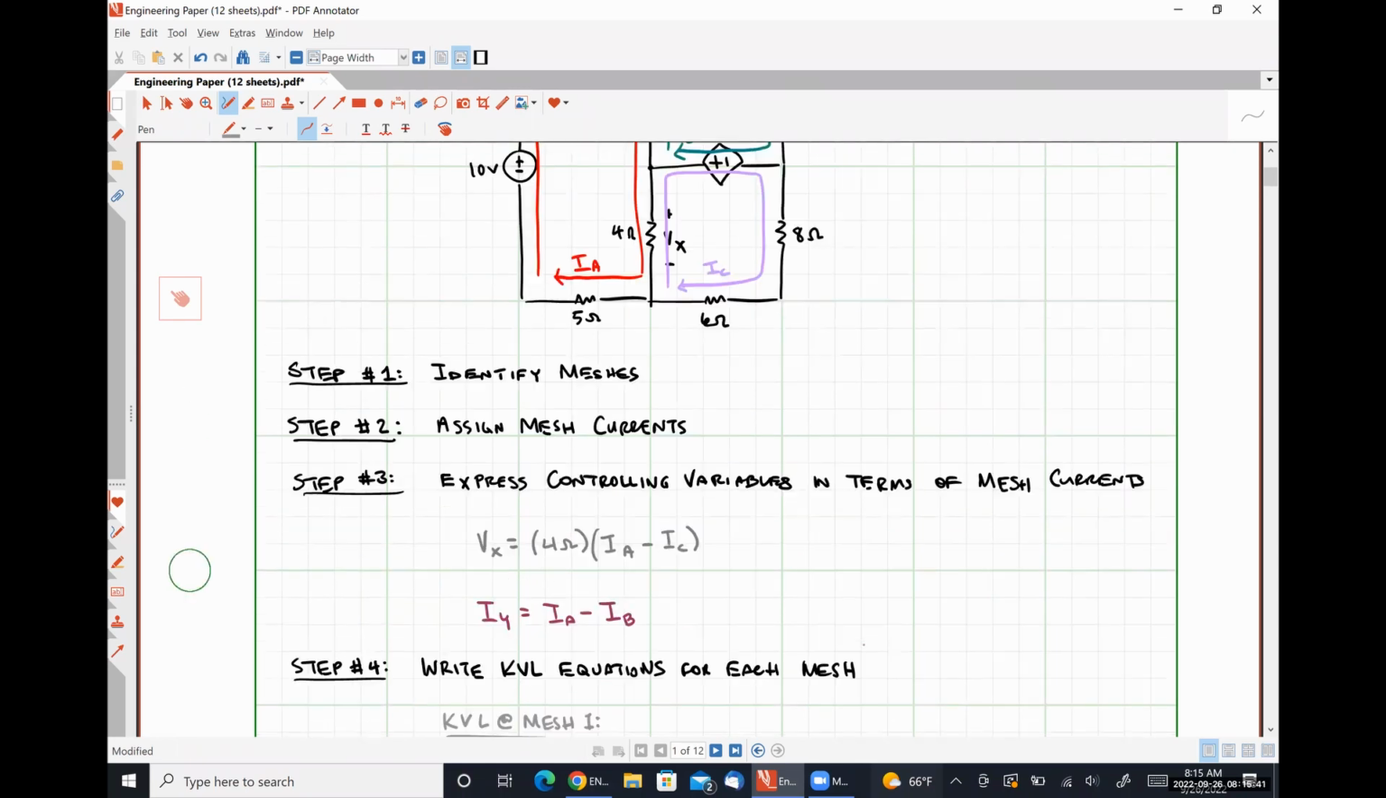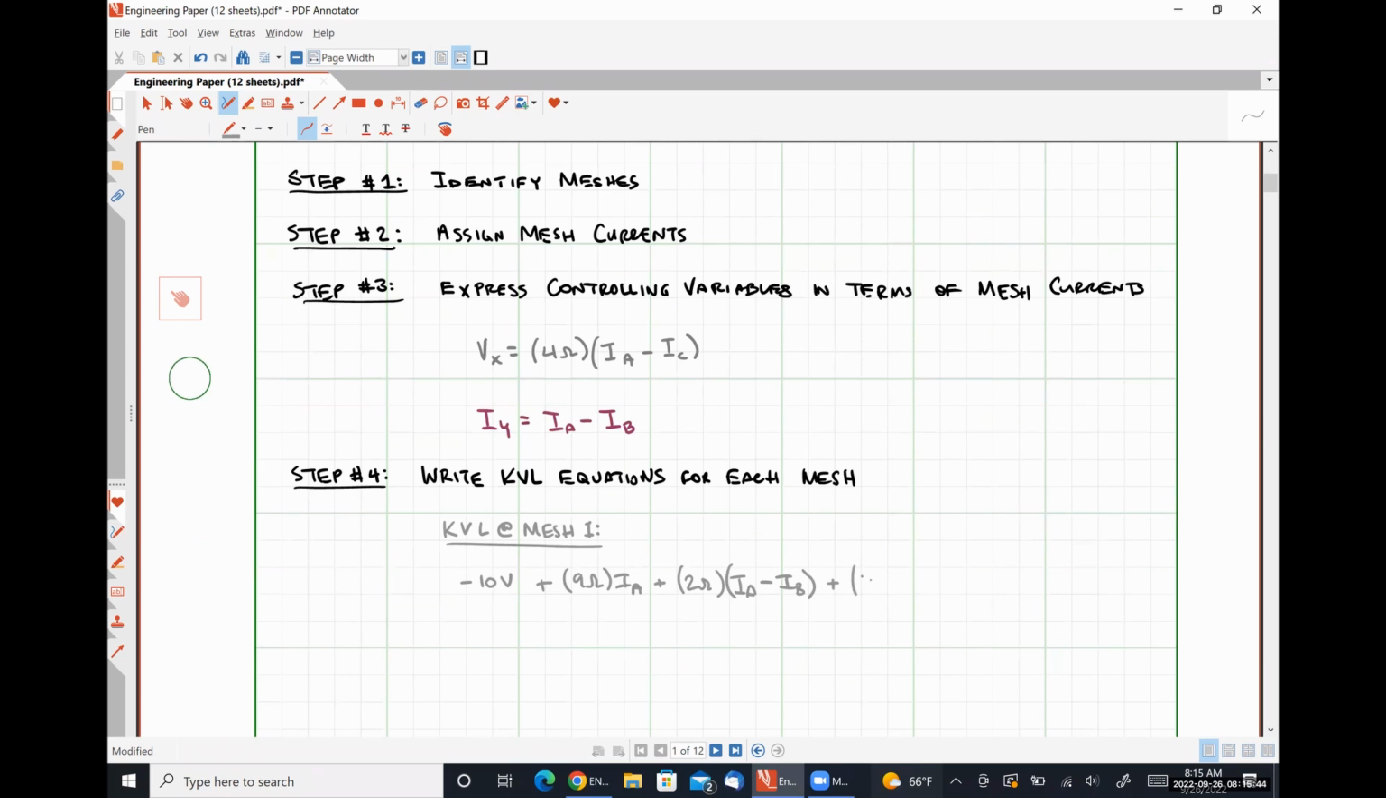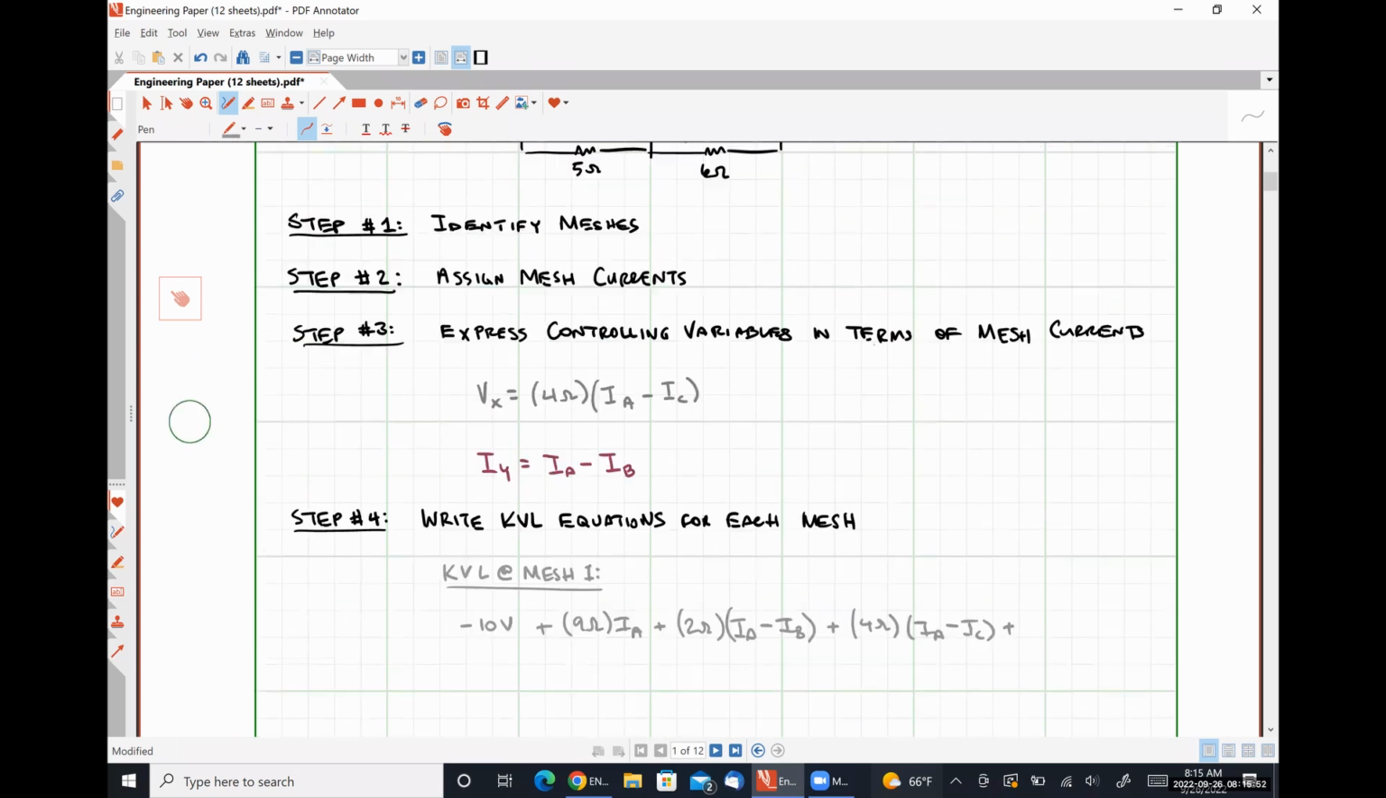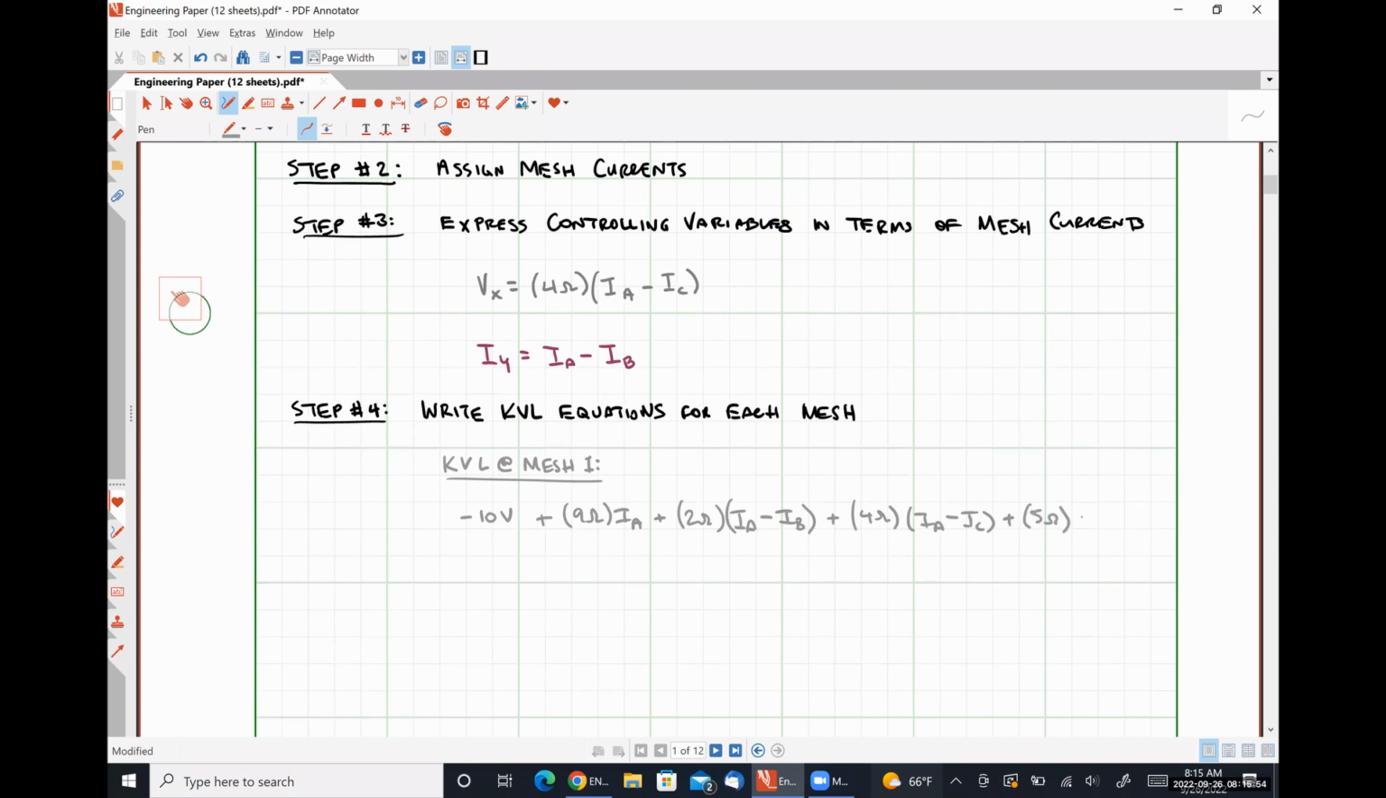Then we see our 4 ohm resistor: IA minus IC. And finally, down at the bottom, we have a 5 ohm resistor where IA is the only mesh current flowing through it. Set this equal to 0. Let's call these A and B so that I'm being consistent with what I have on the picture.